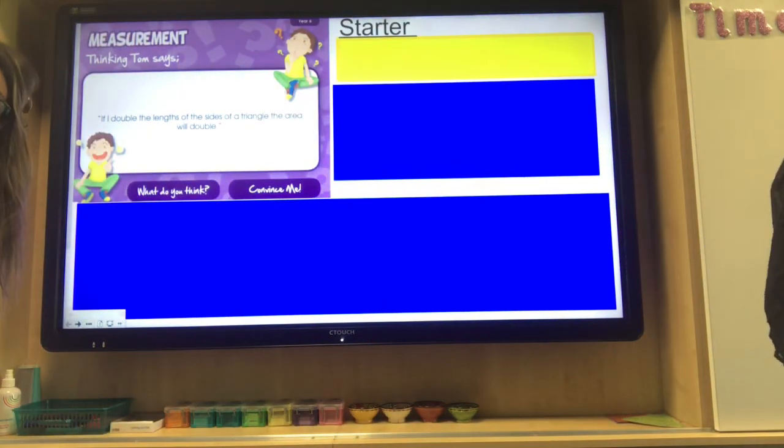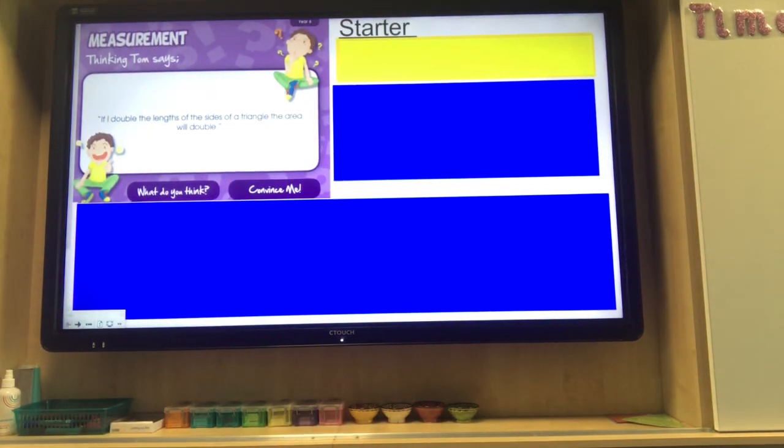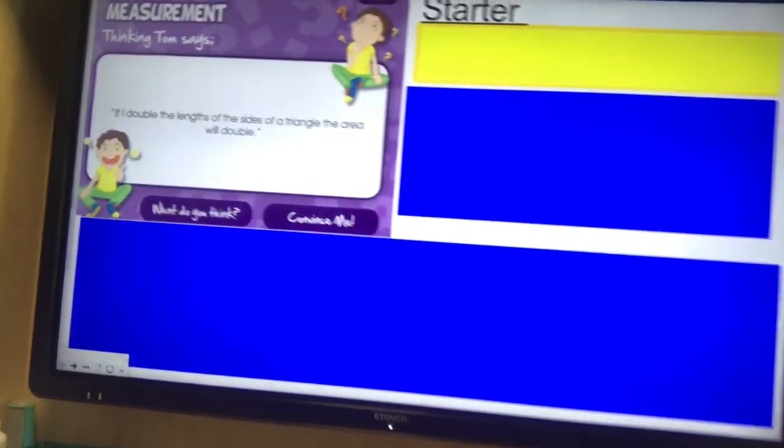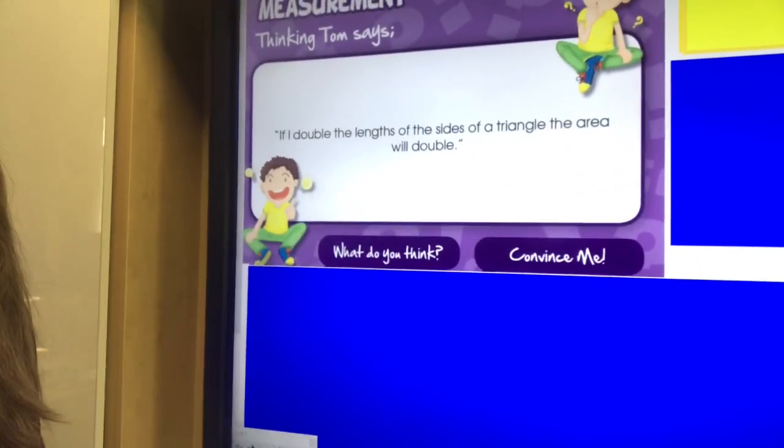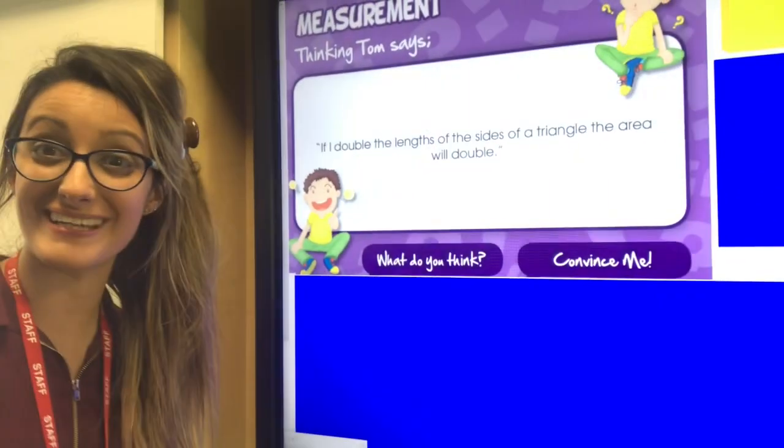So, slightly different starter today. So let's just zoom in to see what Thinking Tom says. When we say zoom in, Miss Mia, pick up the camera. Break your arm and have a go. We're really high tech at the school.